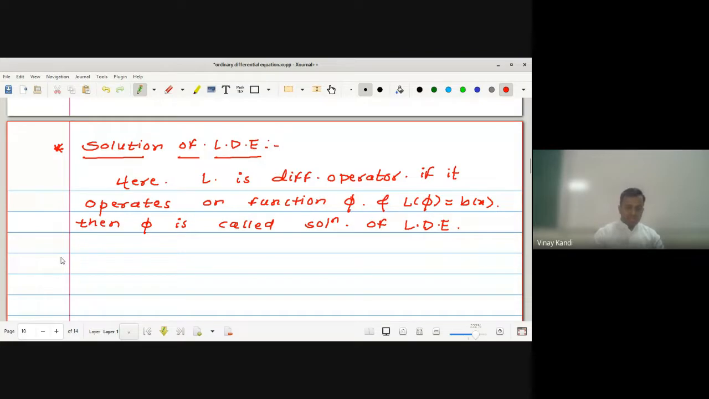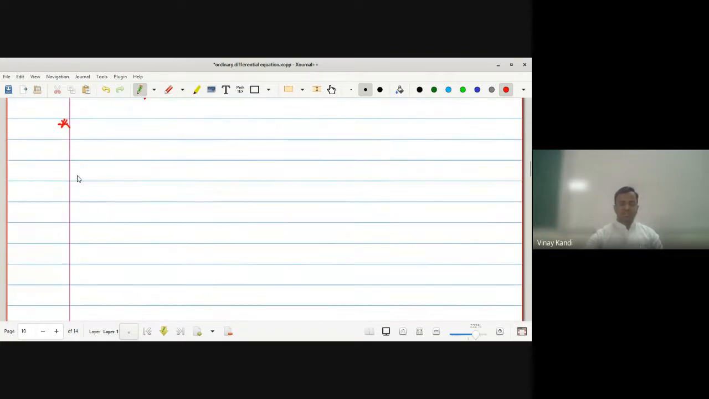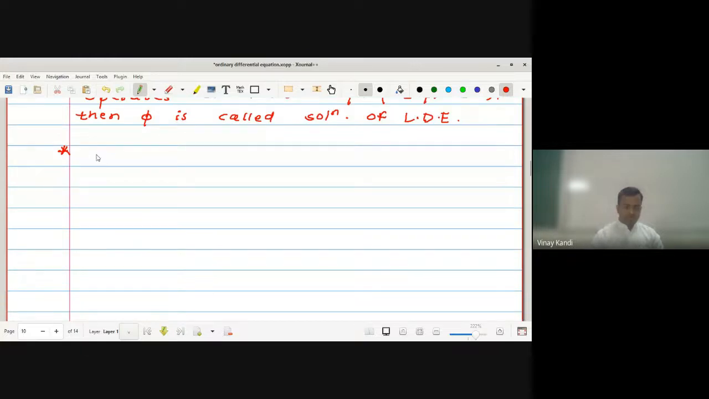The next definition: second order homogeneous linear differential equation.